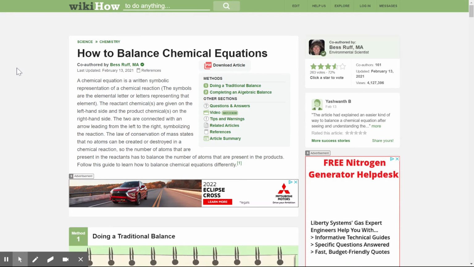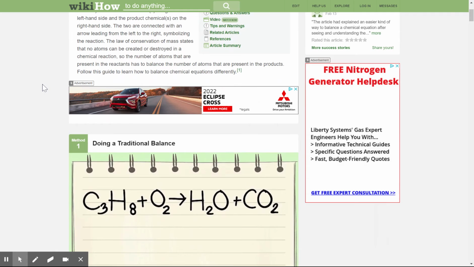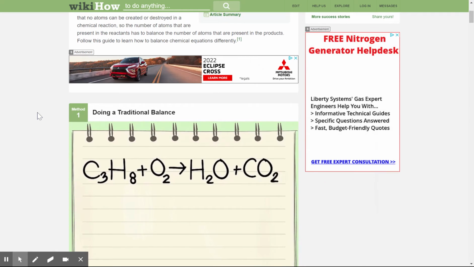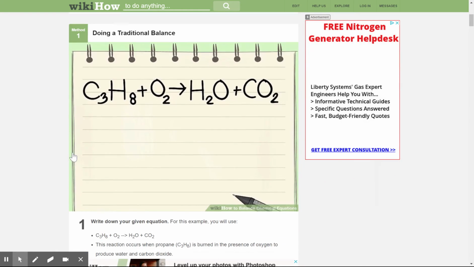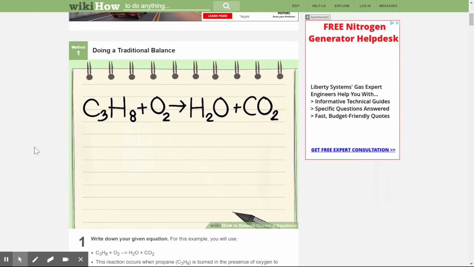Hi everyone. So I just wanted to quickly show you some of the things that you can use that's helpful, like how to balance a chemical equation on wikiHow. And they're actually doing it pretty good. It essentially breaks it down to every piece.